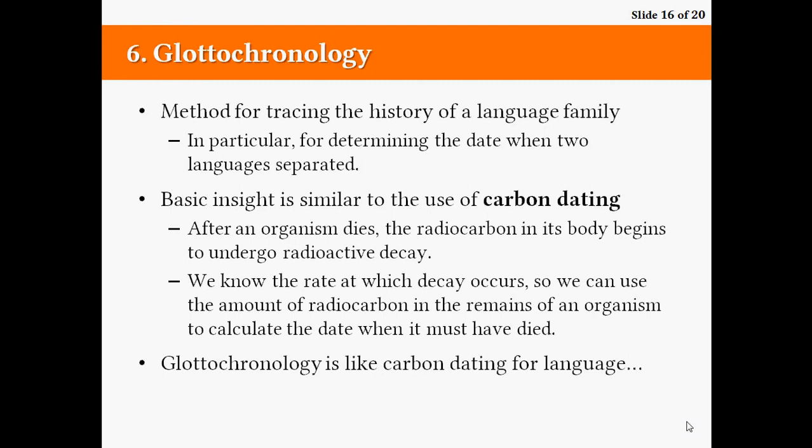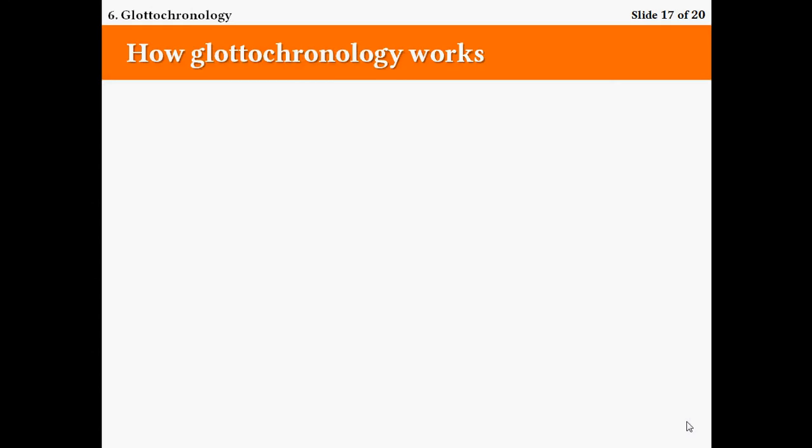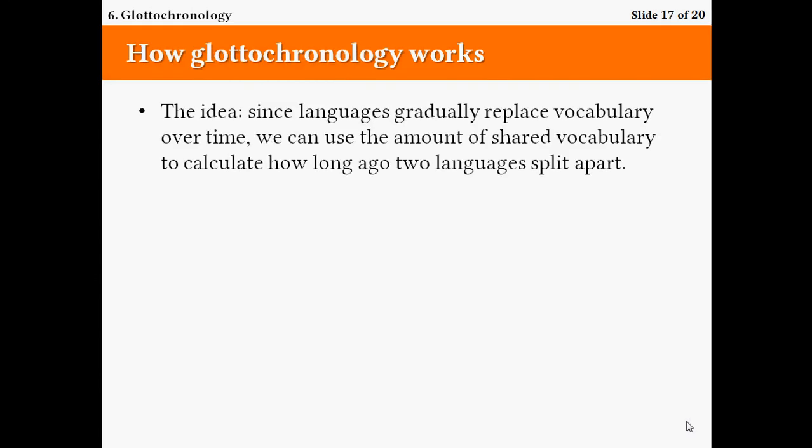Glottochronology is basically like carbon dating applied to language, except it doesn't use carbon. So the way it works, the basic idea is that since languages gradually replace vocabulary over time, we can use the amount of shared vocabulary between two languages to calculate how long ago those two languages must have split apart. Right? So if they share almost all their vocabulary, they probably split apart pretty recently. Whereas if they share only a small amount of vocabulary, they probably split apart quite a long time ago.